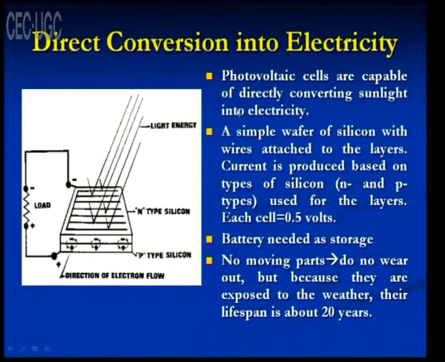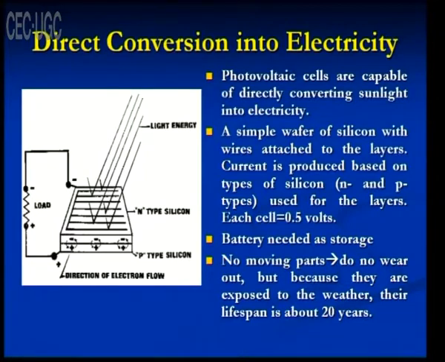Hence, to have once again the explanation of how it is working: photovoltaic cells are capable of directly converting sunlight into electricity. A simple wafer of silicon with wires attached to the layers is available. Current is produced based on the types of silicon used for the construction, that is your n type and the p type, used for making the layers, and each cell can produce about 0.5 volts.